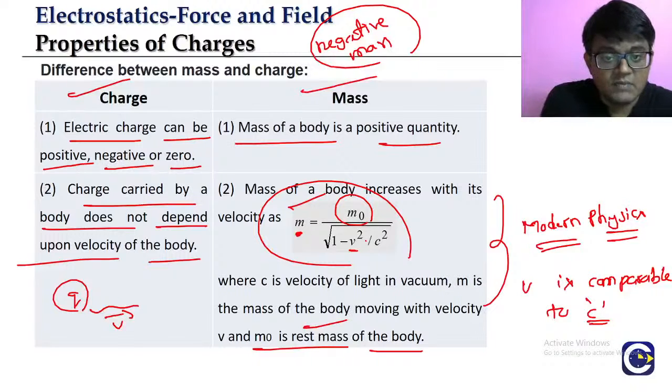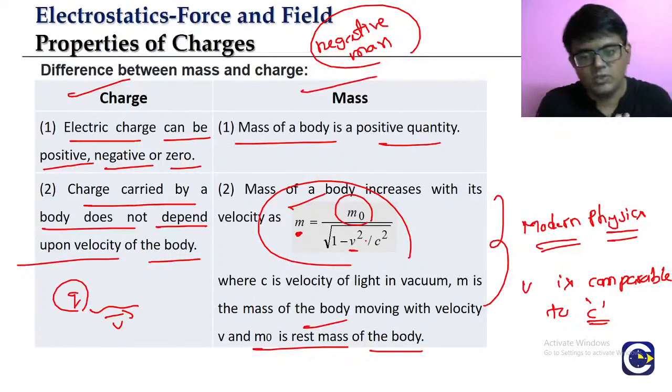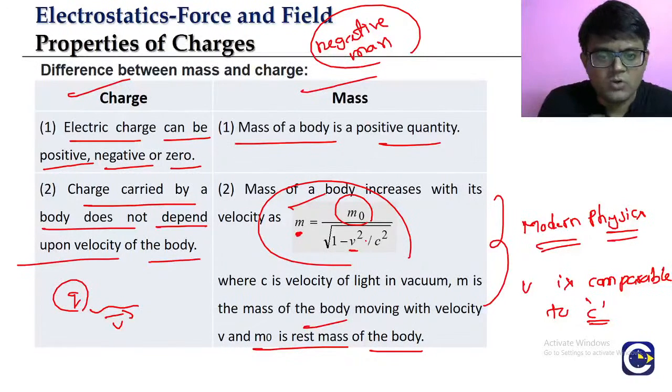The rest mass and mass in motion, we are not going to observe much difference when the velocity of the object is small. When the velocity of the object is comparable to the speed of light, then we can see the difference between the rest mass and the mass of the body in motion. We are going to discuss this in the modern physics context.